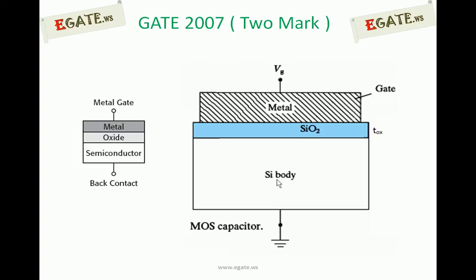So a simple MOS capacitor looks like a parallel plate capacitor, and the distance between the parallel plates is nothing but the thickness of the oxide layer, which we are going to calculate. It is indicated with TOX. So this is TOX, which is the thickness of the silicon dioxide layer which acts as dielectric material.